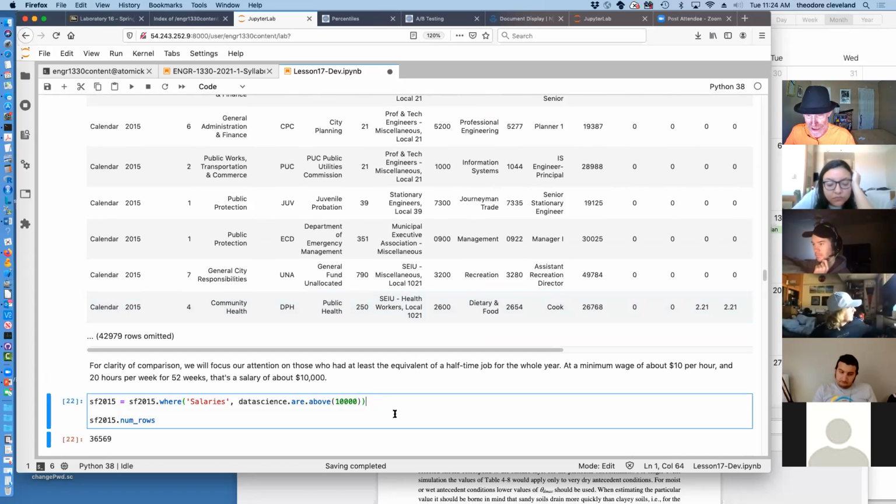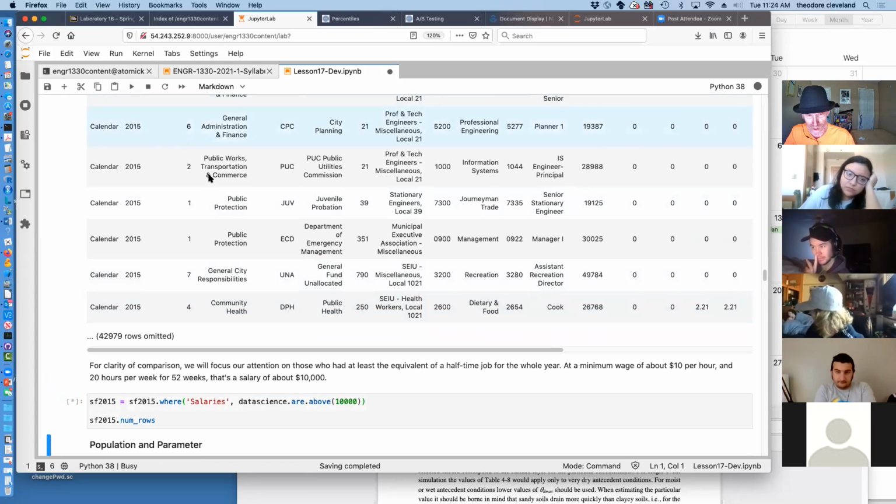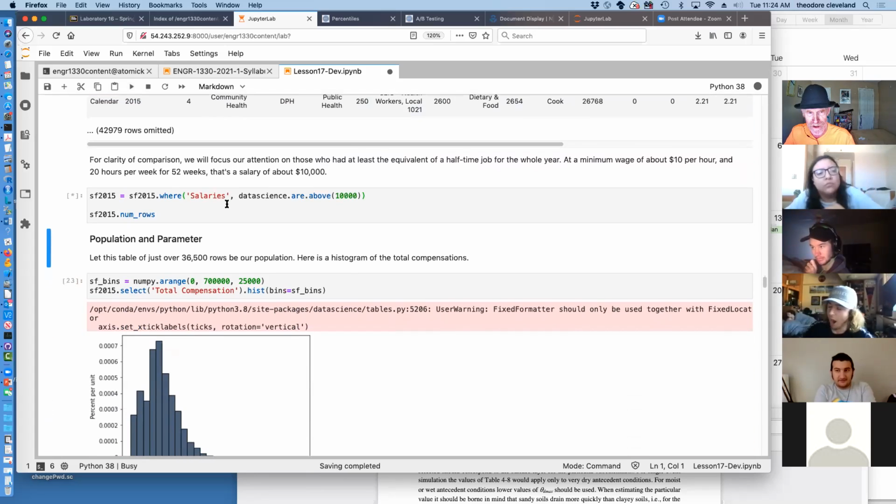Let's first segregate salaries above 10,000. Because San Francisco has a high minimum wage, anything less than 10,000 would have represented an incomplete year. So we go ahead and get the population less than 10,000.